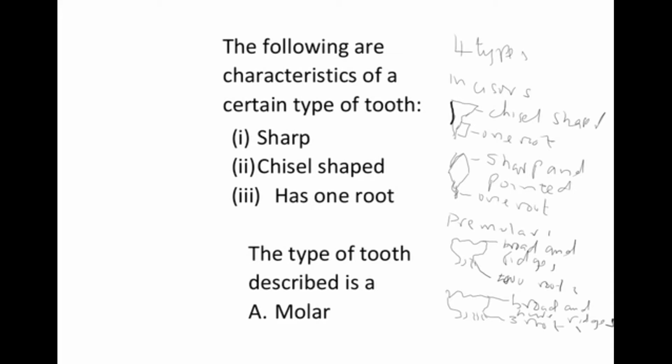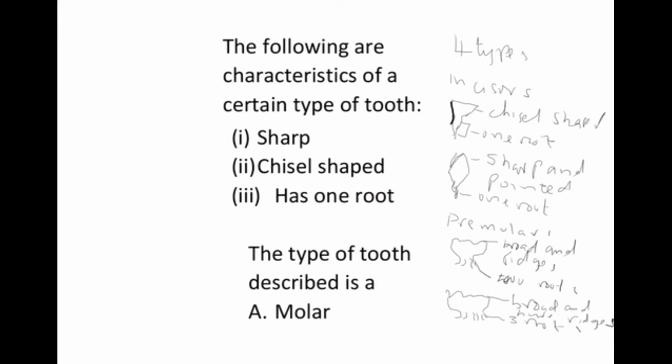A, they are sharp, chisel shaped, and has one root. So according to our explanation, A, we have molar. Molar, they are broad and have three roots. So the idea of having three roots disqualifies it from being the answer, and also being broad.